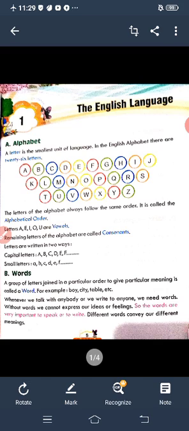For example, boy, city, table, etc. Whenever we talk with anybody or write to anyone, we need words. Without words we cannot express our ideas or feelings. So words are very important to speak or write. Different words convey different meanings.